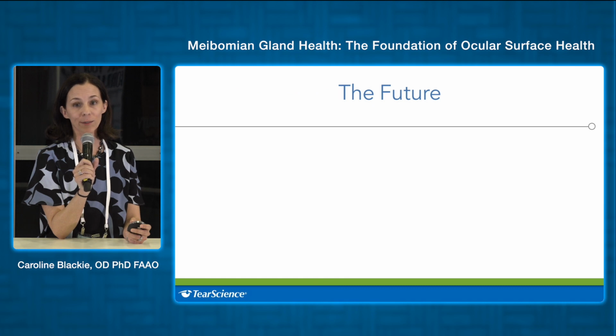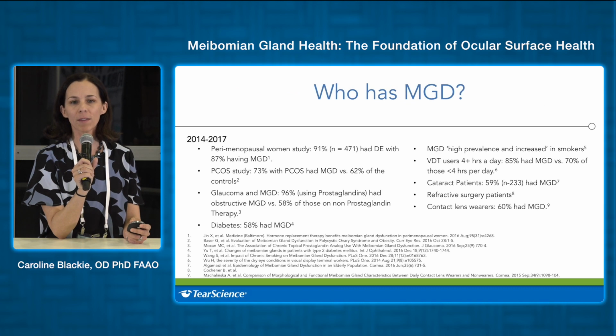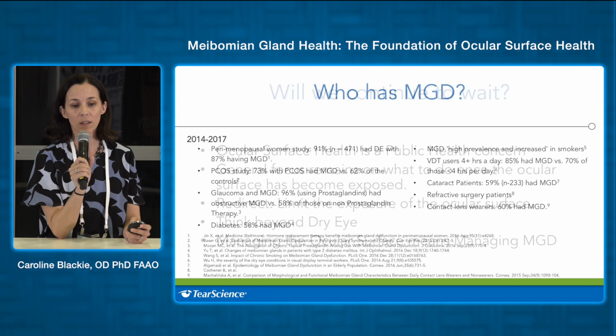So what's the future? When I think about the future, I think about who has MGD. And if I just look at the prevalence statistics over the last couple of years, the prevalence data for MGD is extremely high. So at this point, it's almost easier to ask the question, who doesn't have MGD than who does?